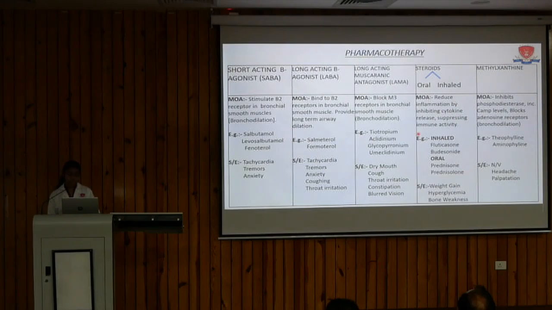Long-acting beta agonists bind to beta-2 receptors in bronchial smooth muscles and provide long-term airway dilation. Examples are salmeterol and formoterol. Side effects are tachycardia, tremors, anxiety, coughing, and throat irritation.